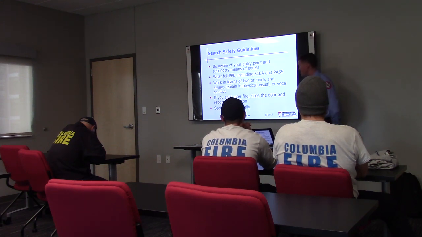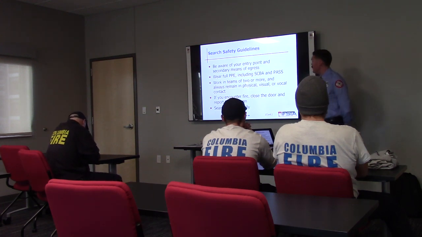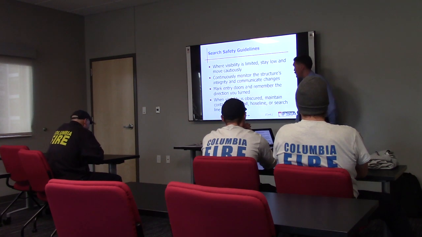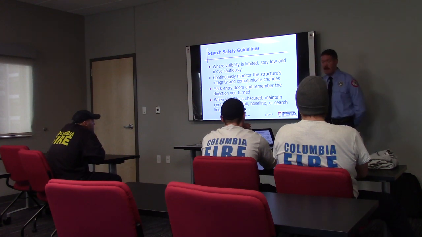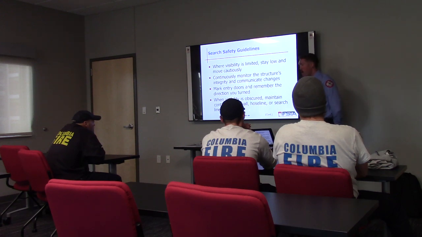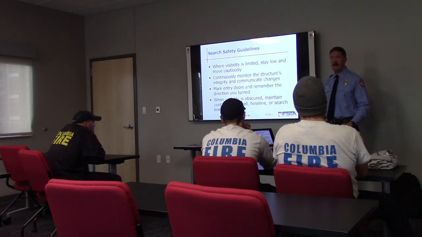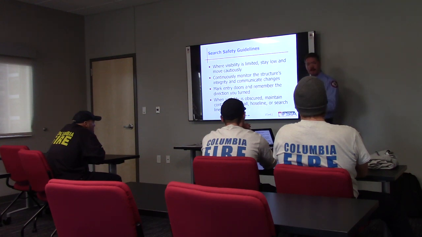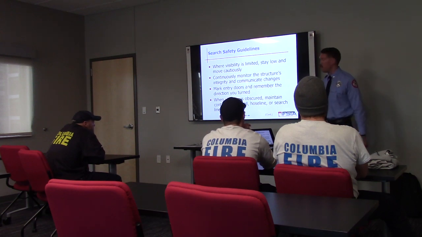If you encounter fire, close the door and report the condition, because we're very adamant that we control flow paths and isolate safe havens from the isolation environment. And we search systematically. We're going to talk about some of those different search patterns a little bit later. When the visibility is limited, stay low and move cautiously. If I walk into the structure and smoke is at my chest level and I can't see anything, it would be not very smart of me to continue to walk. I should be moving down to a point where I can see, and my suspicion is that heat conditions may also force me down if that's the environment. It may not, but it probably will at some point if it doesn't.